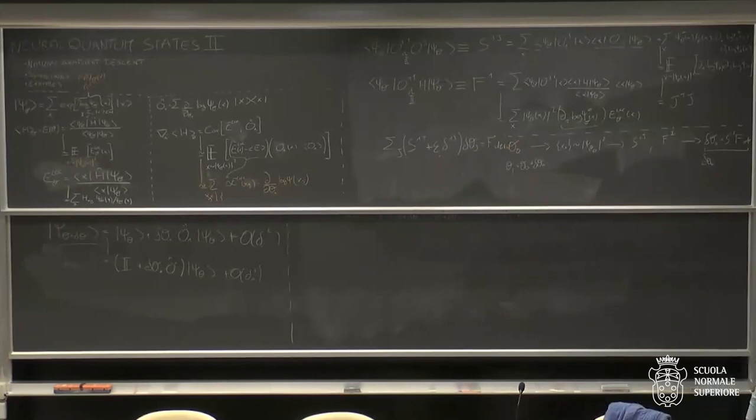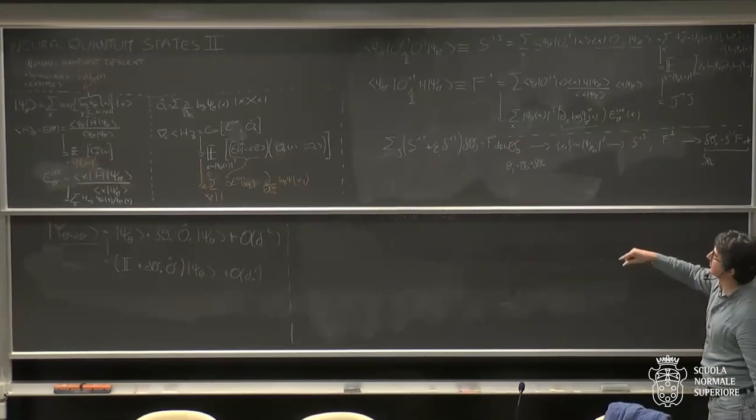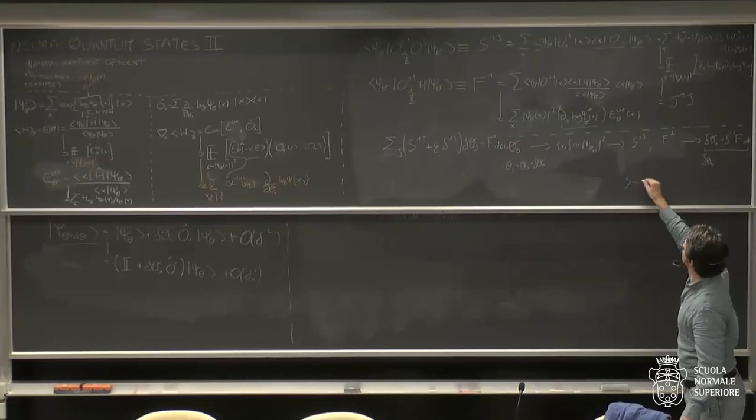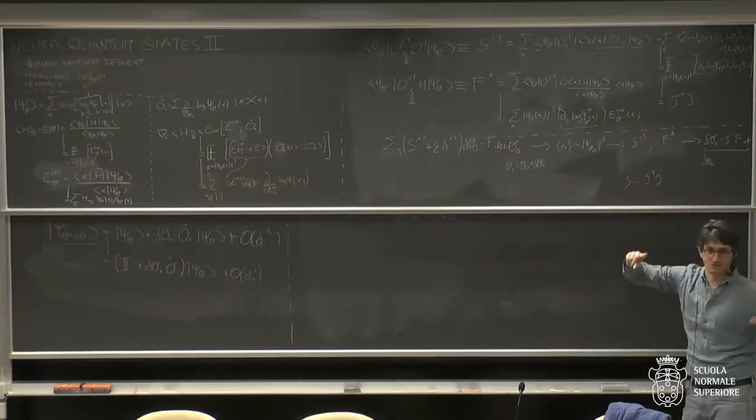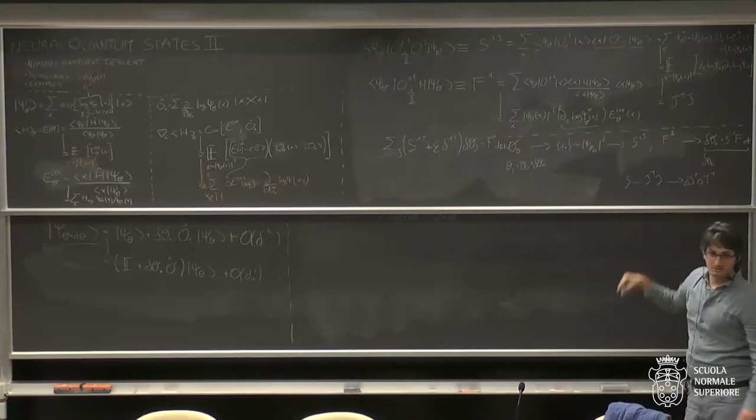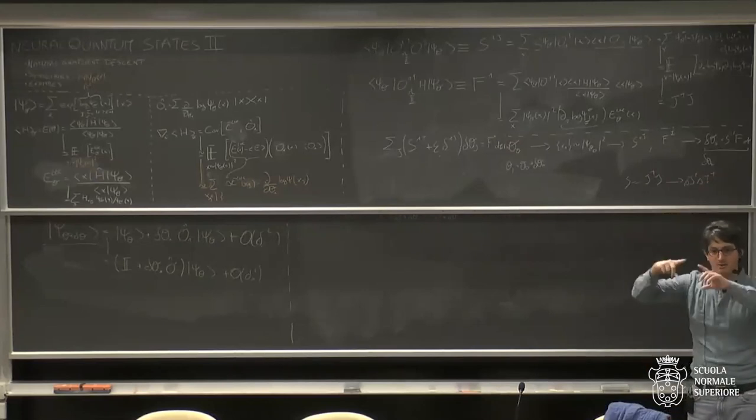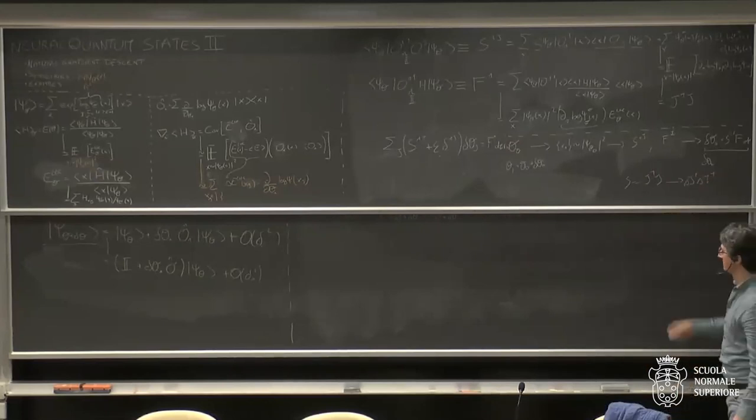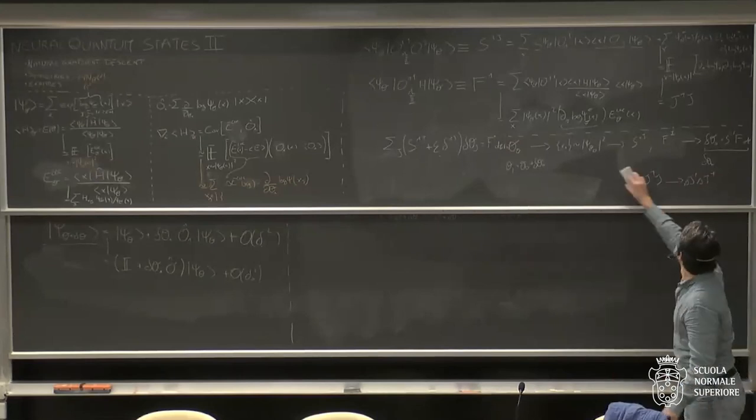The normalization is not very important. When you treat the normalization, you get that S is not J dagger J, but rather delta J dagger, delta J dagger, so O minus the average of O. But it doesn't matter too much.